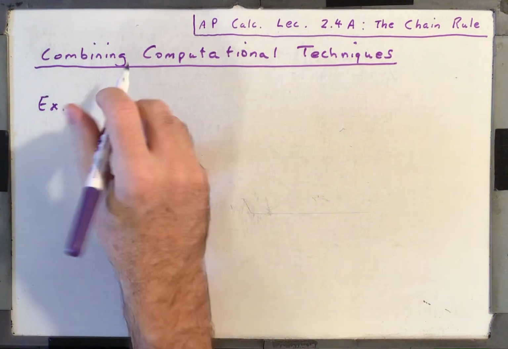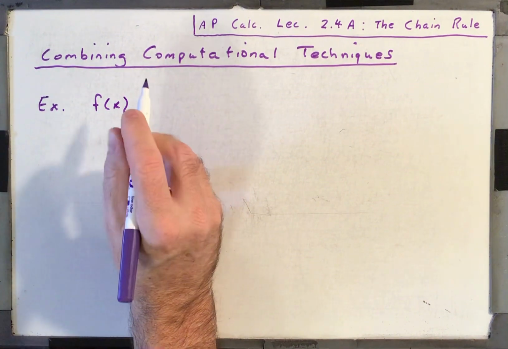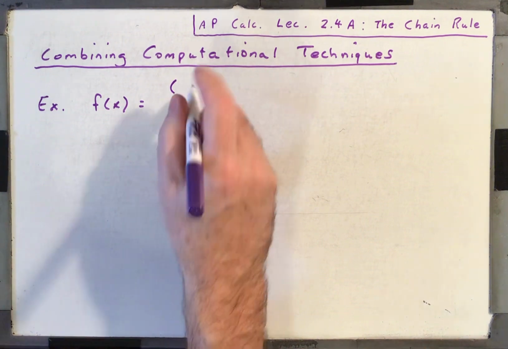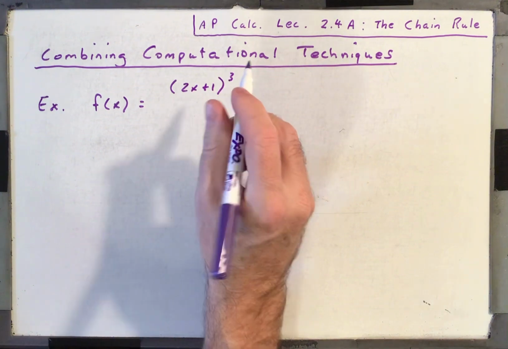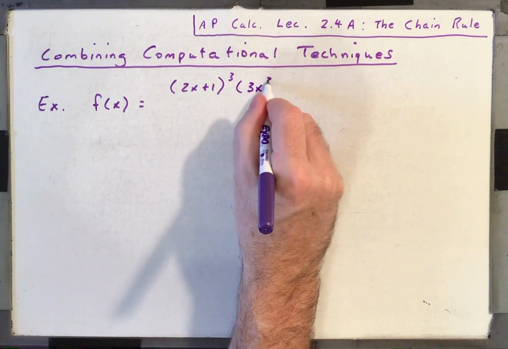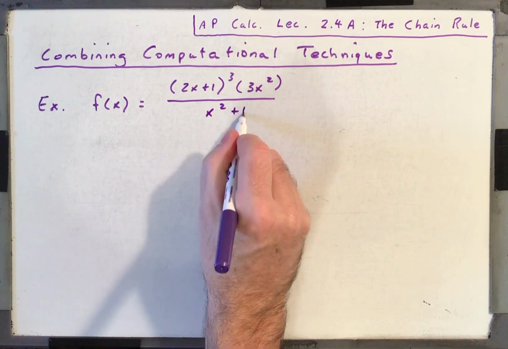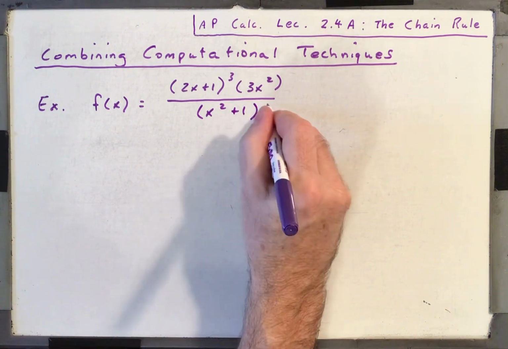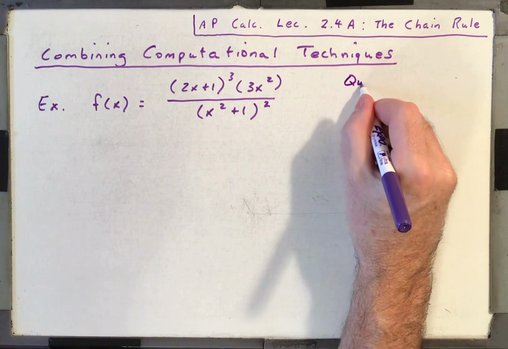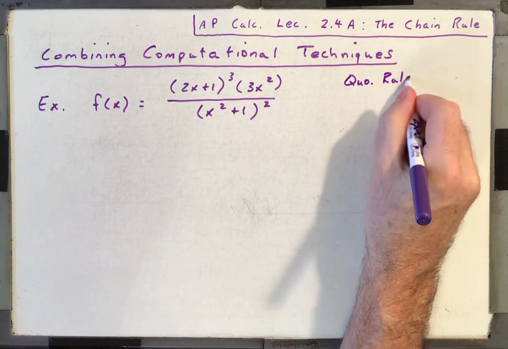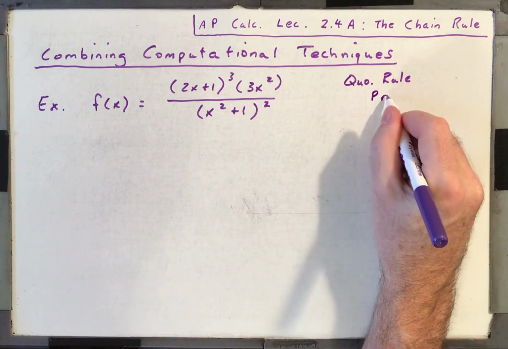So our last one is f of x equal to, so we're going to have a quotient rule involved here, 2x plus 1 all cubed times 3x squared over x squared plus 1 squared. So here we've got a quotient rule. And then the numerator gives us a product rule.